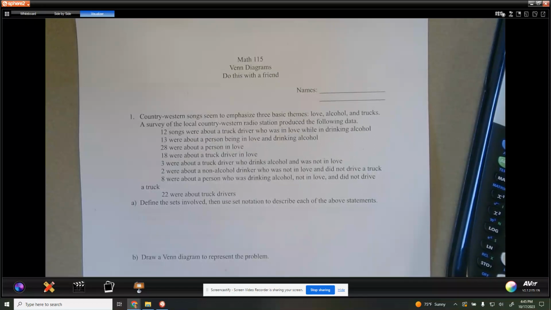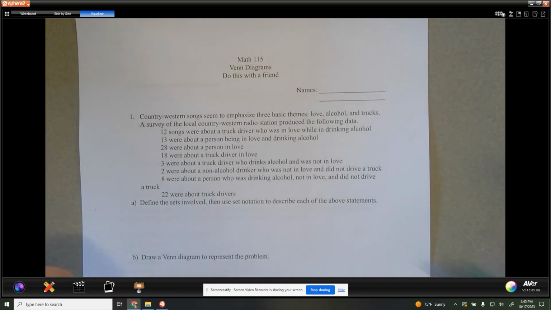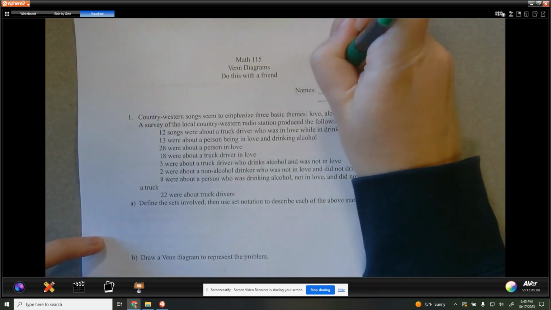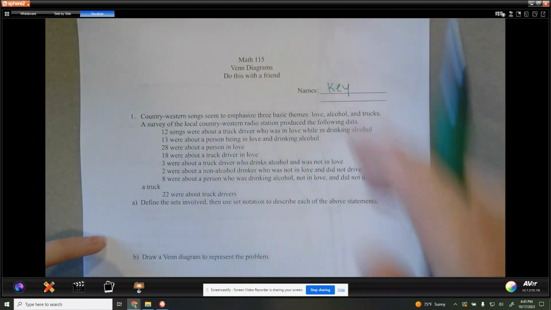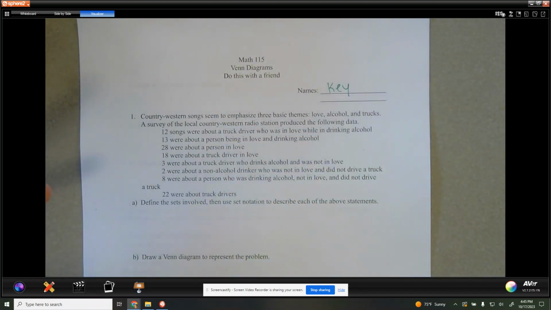Everyone, we're going to be working on our Venn diagram problems today. So join me. This is section 1.7, the last one in your unit 1. And I'm going to title this The Key. All right, so I'm going to just trust you all to read this on your own. There are 3 sets that we're talking about here.